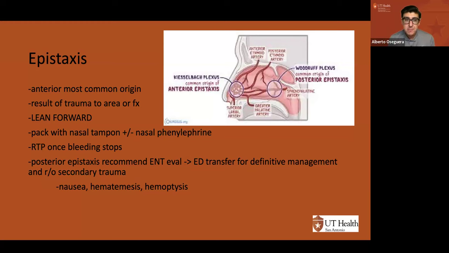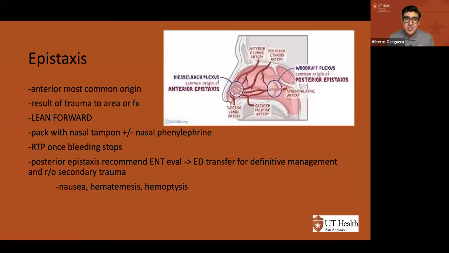If it is a posterior bleed, that'll definitely warrant an ENT evaluation in the emergency room. And that usually presents with other symptoms. Most notably, they can have some nausea. They can actually be throwing up some of that blood.